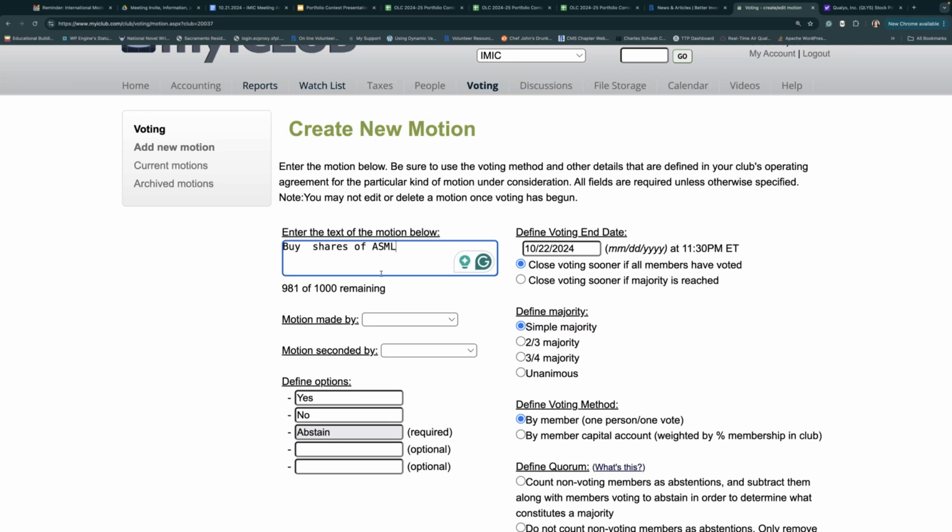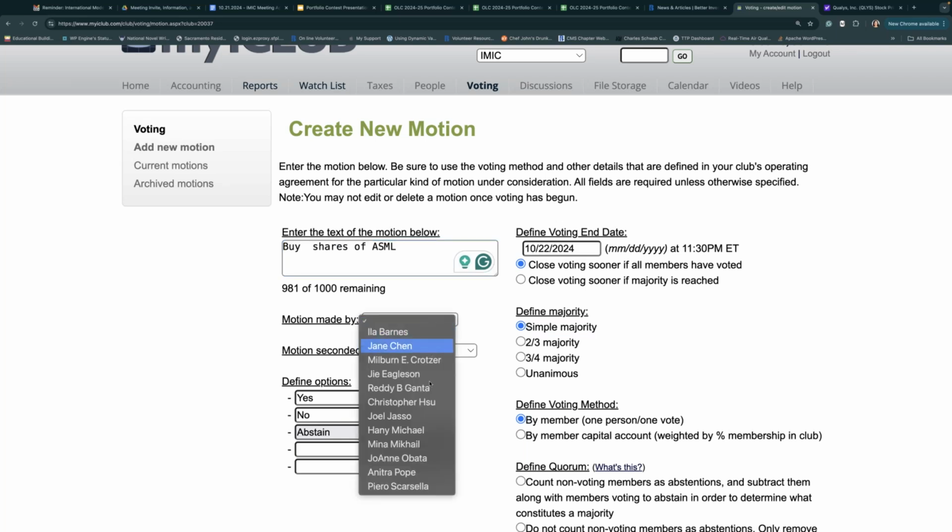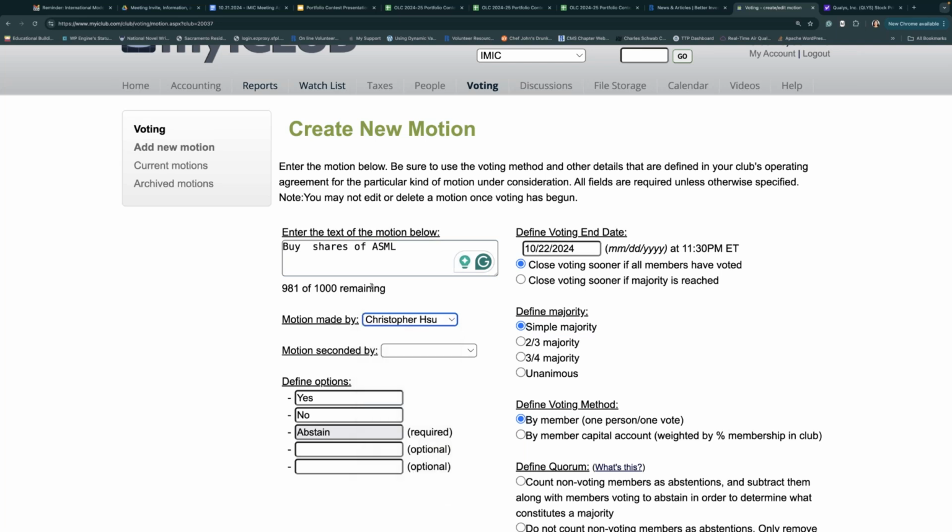ASML is down a lot, and it's starting to go up. I would buy more ASML. Christopher made the motion. Anybody second it? How many shares? Hanny, I was second. Okay.